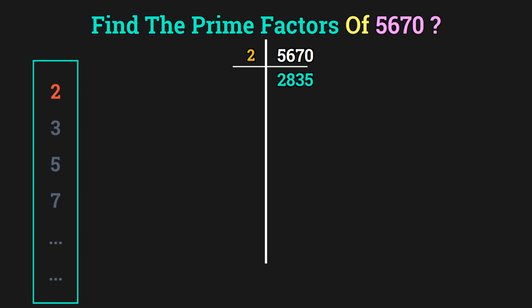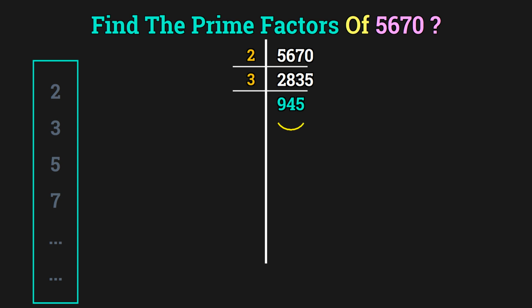Dividing 2835 by 3, which equals 945. So 2835 divided by 3 equals 945.